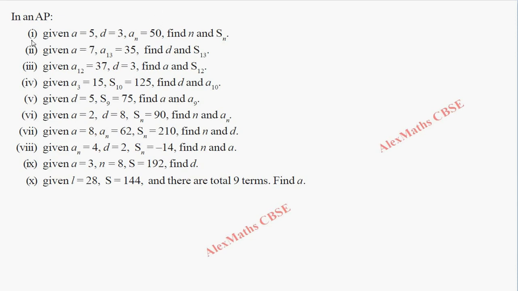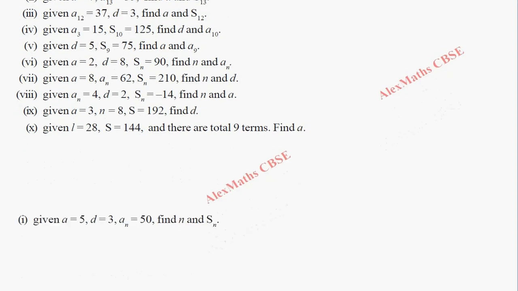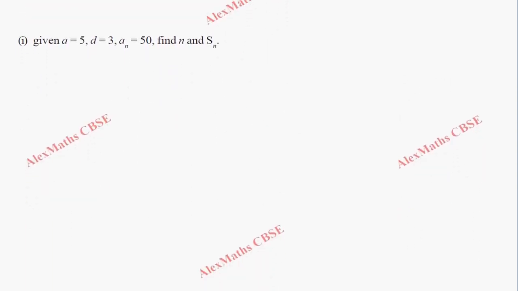In this question, we take the first subdivision where a is given as 5, d is 3, an is 50. We have to find the value of n and Sn. For finding n, as a first step, we are going to use the an formula directly. So we know an equals a plus (n minus 1) into d.